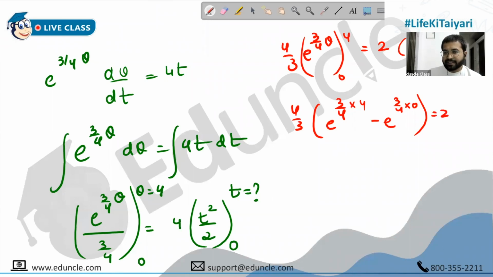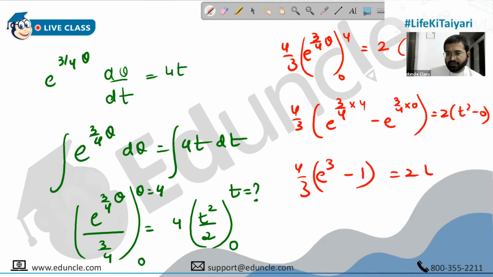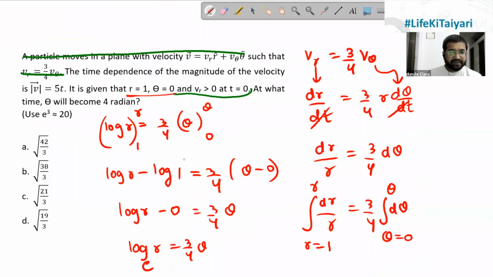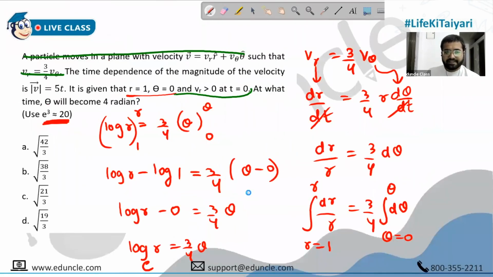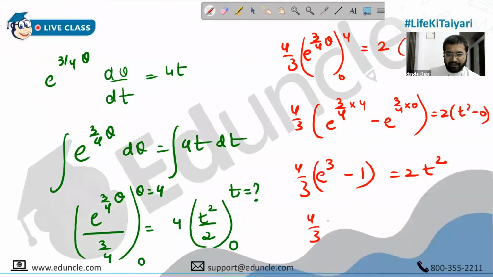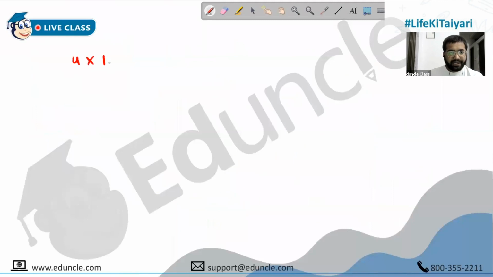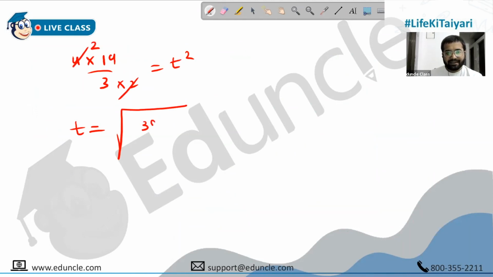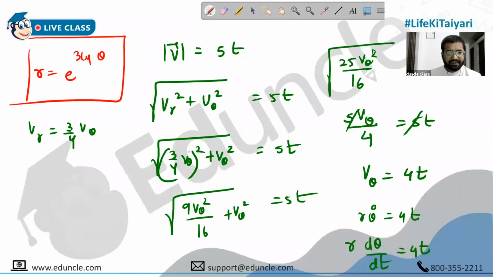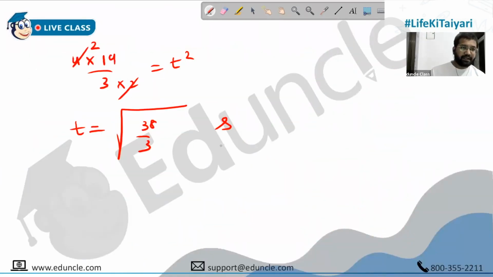So this is 2 into upper minus lower, that's t square minus 0. So this is 4 by 3 e cube minus 1, since e raised to 0 is 1, and this is 2t square. E cube they have given us, by the way: e cube is 20. So this is 4 by 3 into 20 minus 1, and this is 2t square. So we have 4 into 19 upon 3 into 2 equals t square. So t is under root of 38 by 3. Answer is option B.